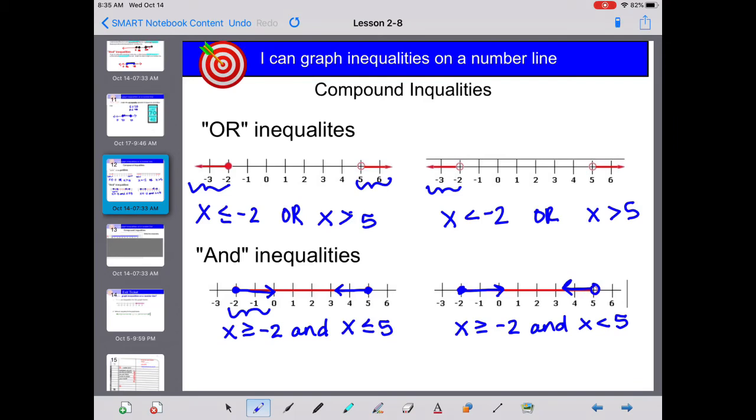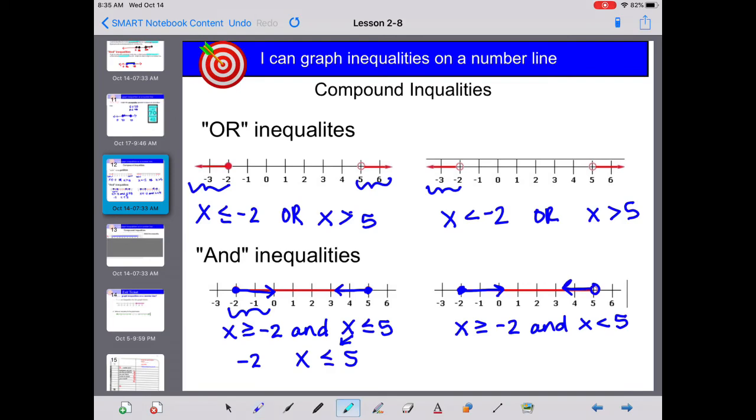I want to show you one way that math people like to abbreviate or shorten AND inequalities only. They like to combine it and share the x, so share the variable. They could write like this, x is less than or equal to 5. Notice this is exactly the same. And then they use the same x for the x is greater than or equal to -2.